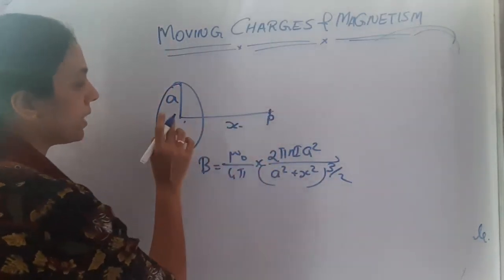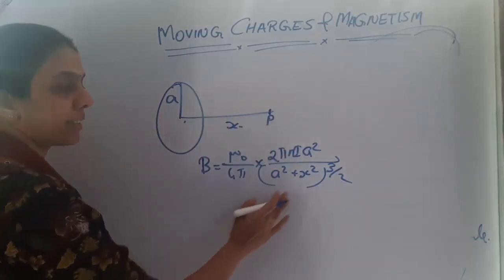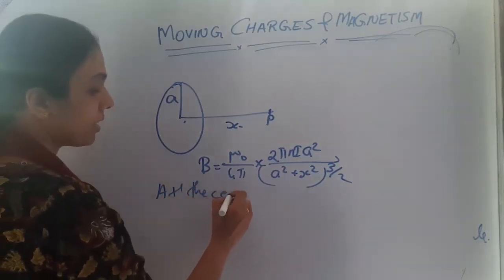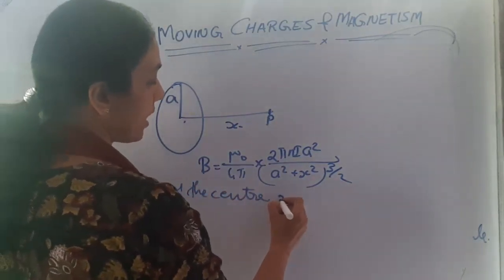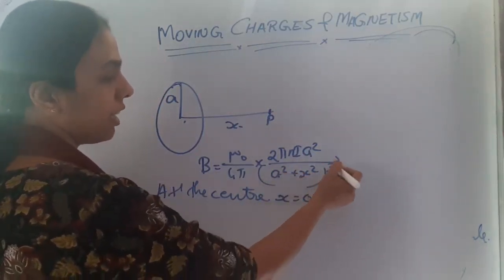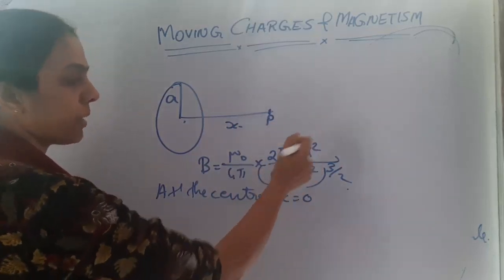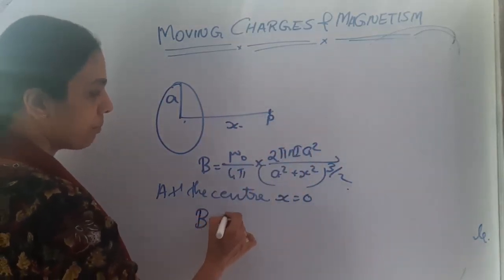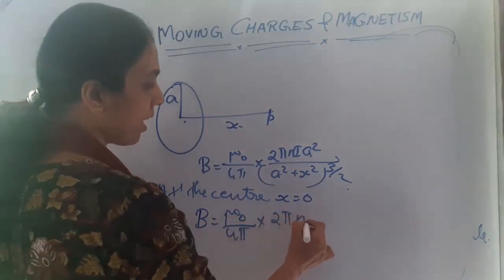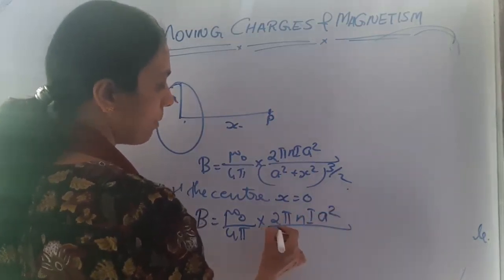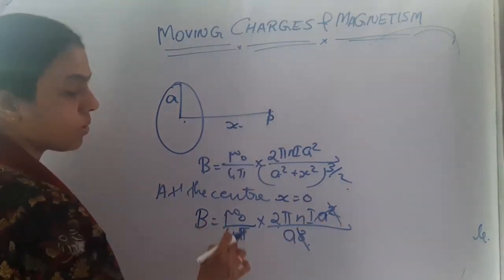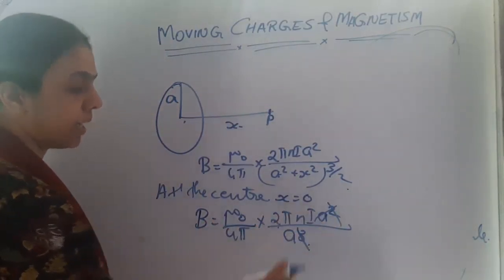See, if this point P is at the center, what will happen to x? x will become 0, right? At the center of the coil, x is equal to 0. Therefore, a square the whole power 3 by 2 will be a cube. A cube and a square will get cancelled. You will get mu 0 by 4 pi into 2 pi Ni a square divided by a cube. So here we will get mu 0 by 4 pi into 2 pi Ni by a.